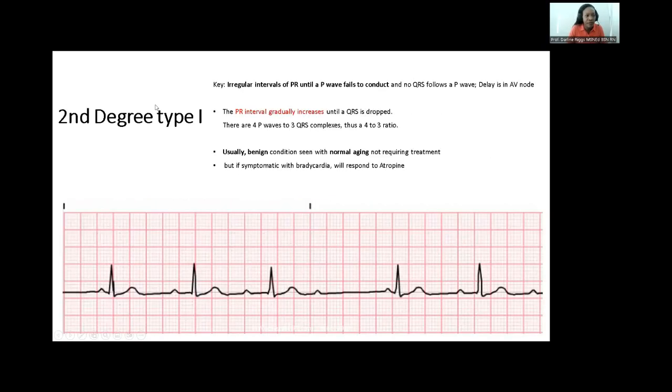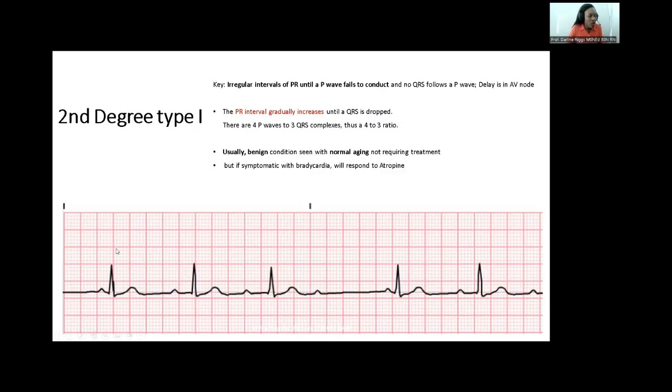So that's number 1. So first degree irregular intervals of PR, and then boom, you drop a heartbeat. Literally, you fail to conduct a P wave. As you can see here, nada. They drop a heartbeat. So irregular.